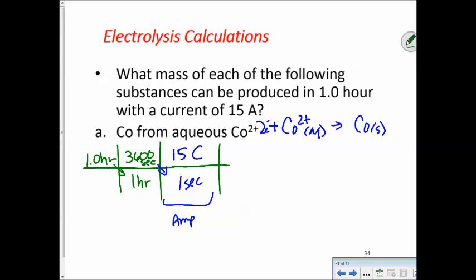Next comes what? What are we inserting next? Faraday's constant, so the 96,485 coulombs goes on the bottom. And now we have 1 mole of electrons. So this is our Faraday's part.